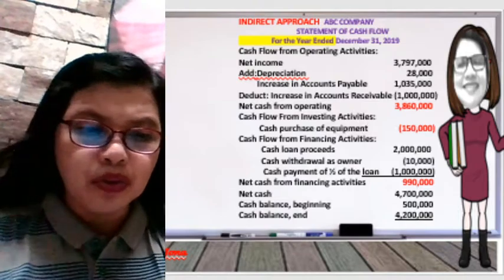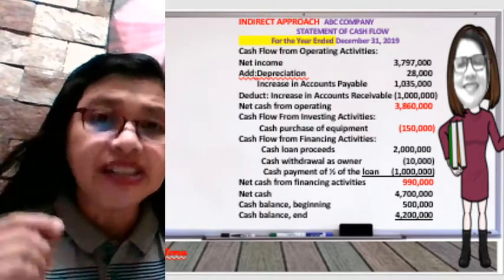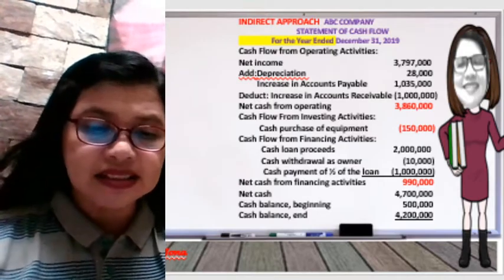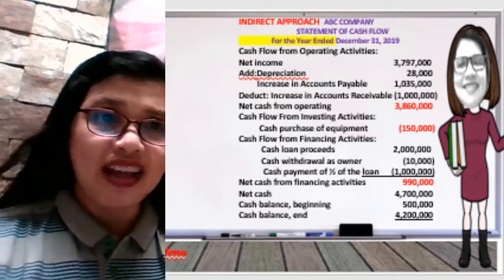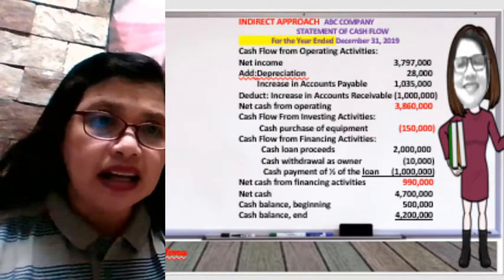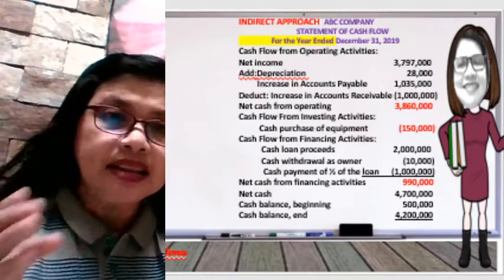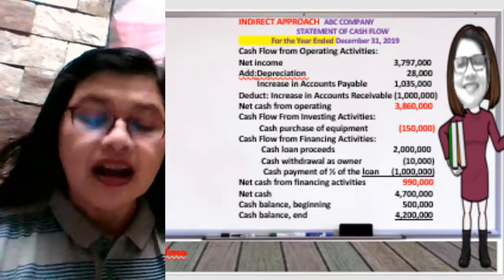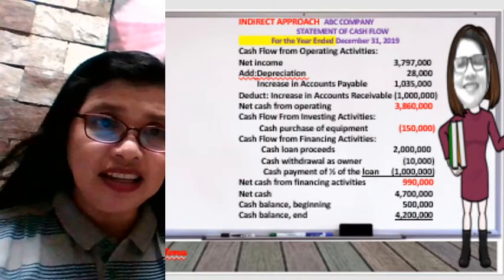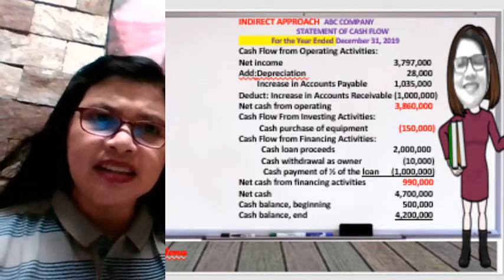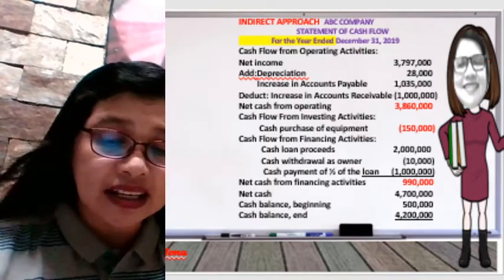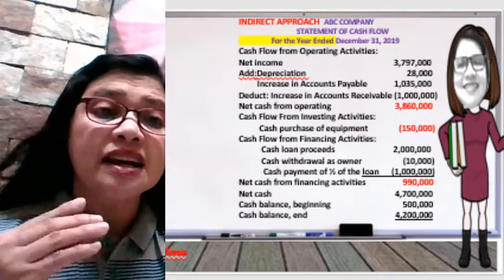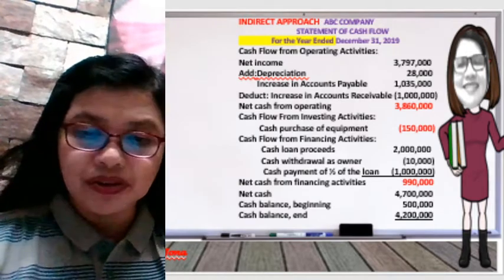Okay, I'll give you a clue. Non-cash expenses, I think you can note this one. Non-cash expenses are added back to net income, while non-cash revenues are deducted from your net income. Okay? Again, let me repeat it. Non-cash expenses are added back to your net income, while non-cash revenues are deducted from your net income.